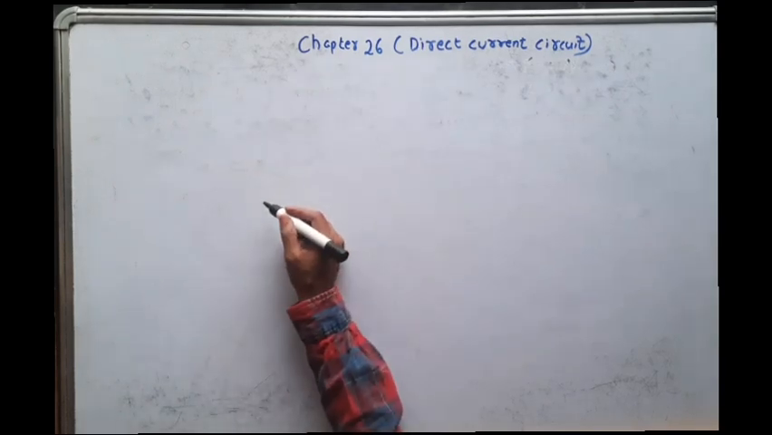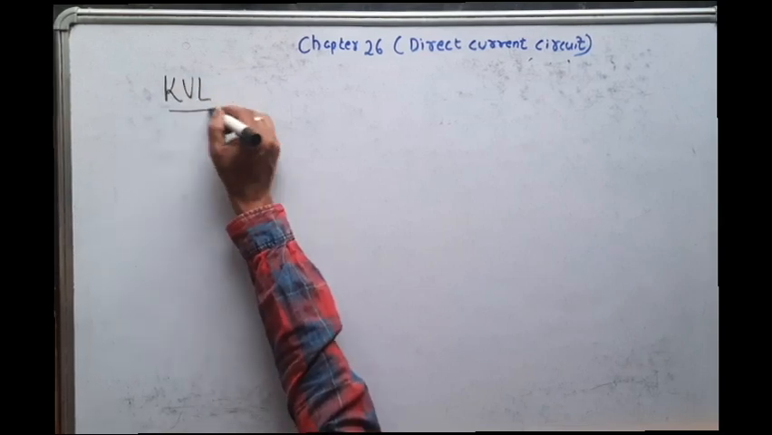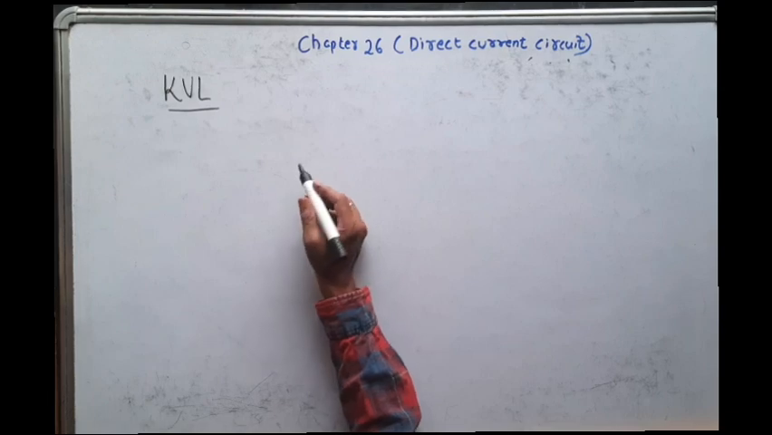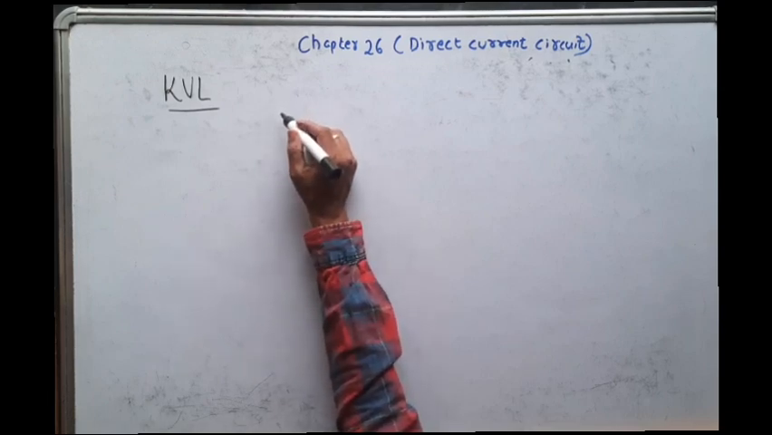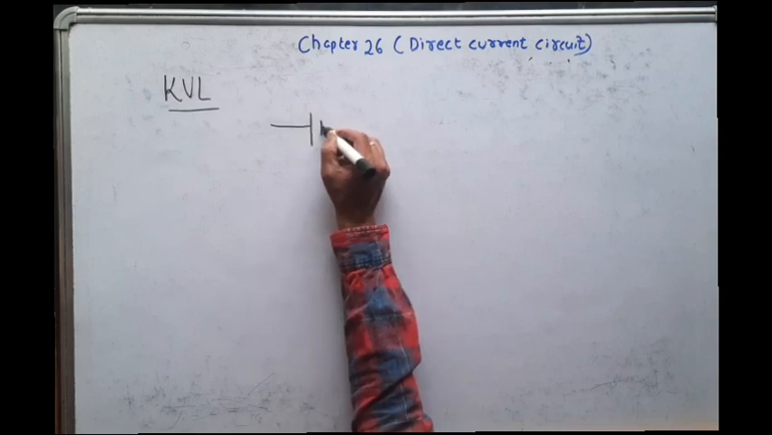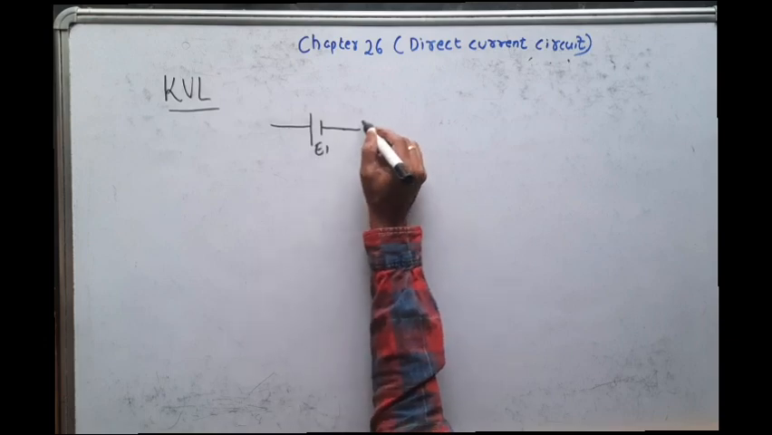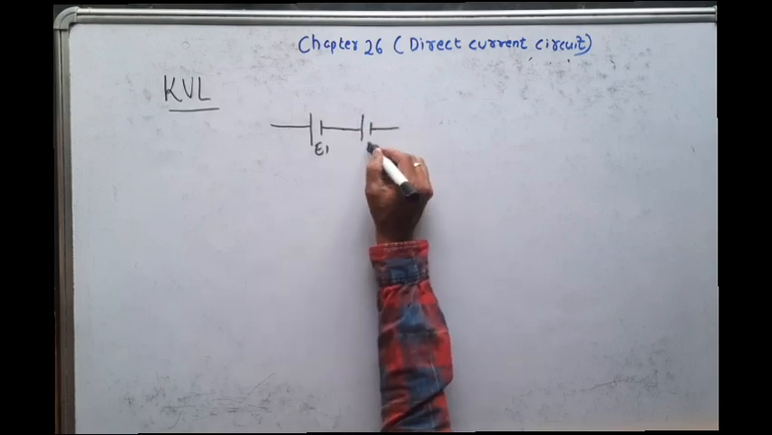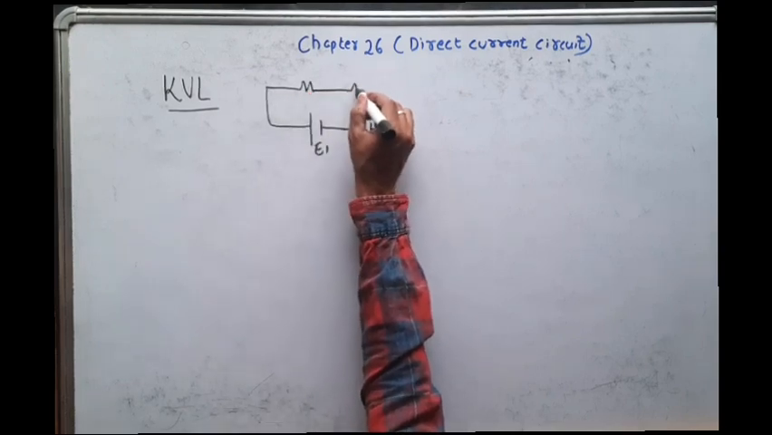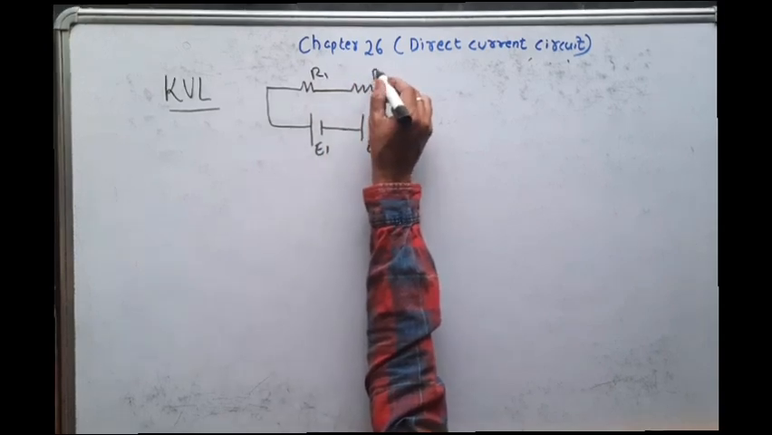Now the second law is KVL, Kirchhoff's voltage law. So what is this? According to Kirchhoff's voltage law, it is applicable for a closed circuit. Let us say you take an example: you take a source E1, another source E2, and these E1 and E2 are connected to two resistances. Let us say this is R1, this is R2.